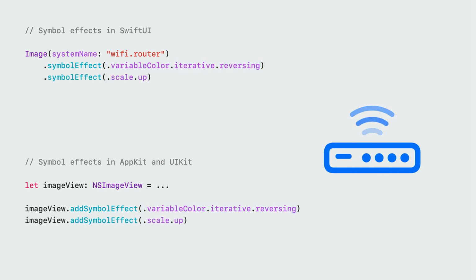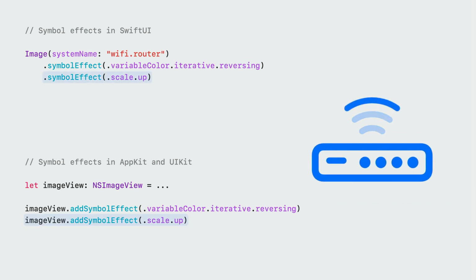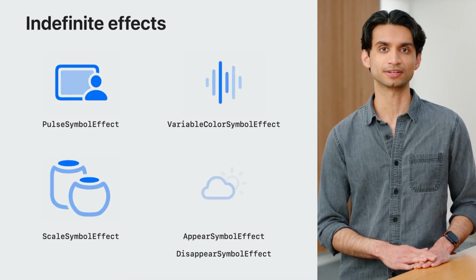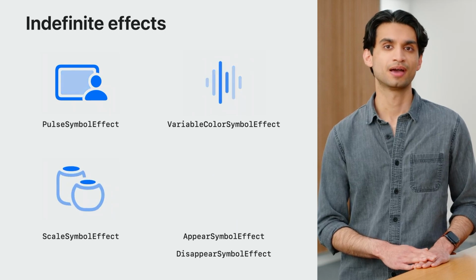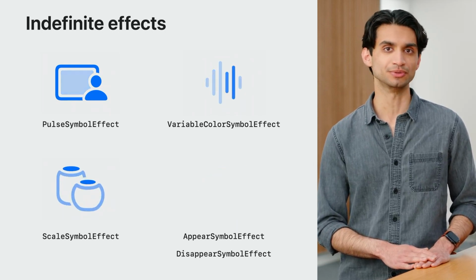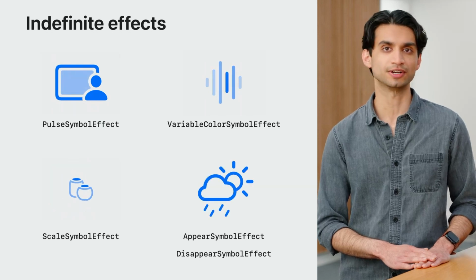It's even possible to combine different effects. Here, I add a scale up effect. Now, the symbol is animating variable color while also scaled up. These APIs provide a simple way to add indefinite effects to symbol images. Recall that indefinite effects change some aspect of a symbol indefinitely until the effect is removed.